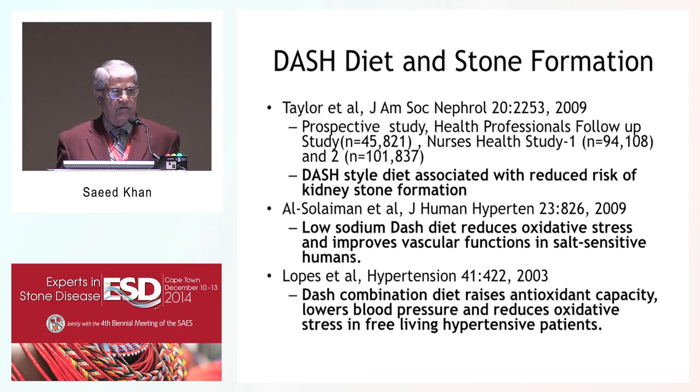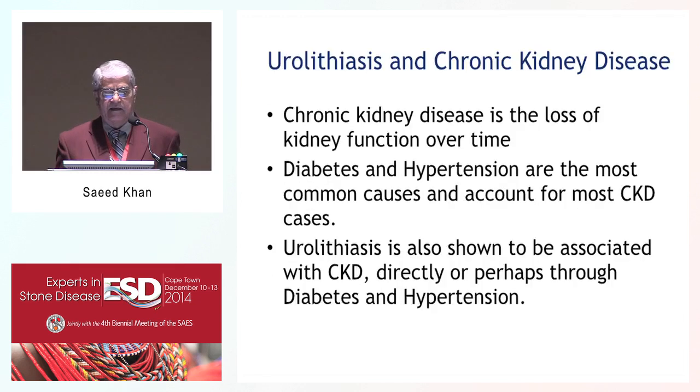Then, you will say, what is the DASH diet? What does it have to do with reactive oxygen species or antioxidants? Well, a low sodium DASH diet reduces oxidative stress and improves vascular function in salt-sensitive humans. Then another study from Hypertension: a DASH combination diet raises antioxidant capacity, lowers blood pressure, and reduces oxidative stress in free-living hypertensive patients. I don't know what free-living was, something like free range. Anyway, then you start looking at all these diseases that the DASH diet and other things affect.